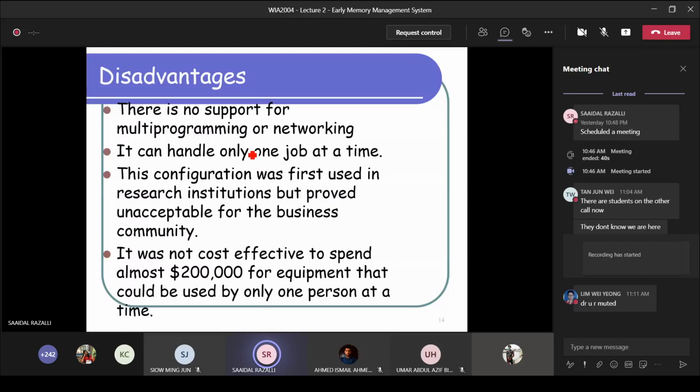So again, the disadvantage: no support for multi-programming or networking. You can only run one program at a time. It can handle only one job at a time. This configuration was first used in research institutions, but proved unacceptable for the business community. They were not going to spend almost 200,000 for equipment that could be used by only one person at a time.